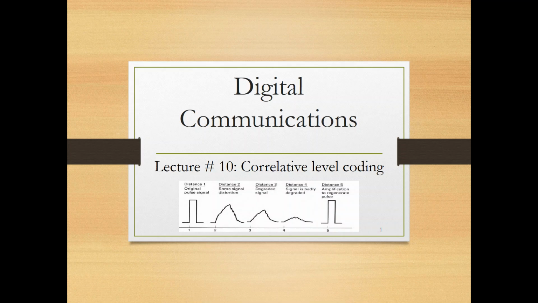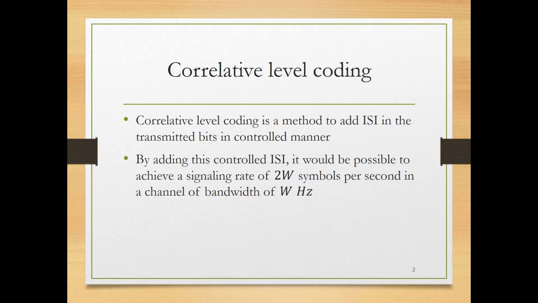In today's lecture, we will talk about a new topic called correlative level coding or dual binary coding for doubling the transmission capacity of communication systems. Basically, we will understand what correlative level coding is, why we use it, how it works, and also its merits and demerits and how to address its demerits or drawbacks.